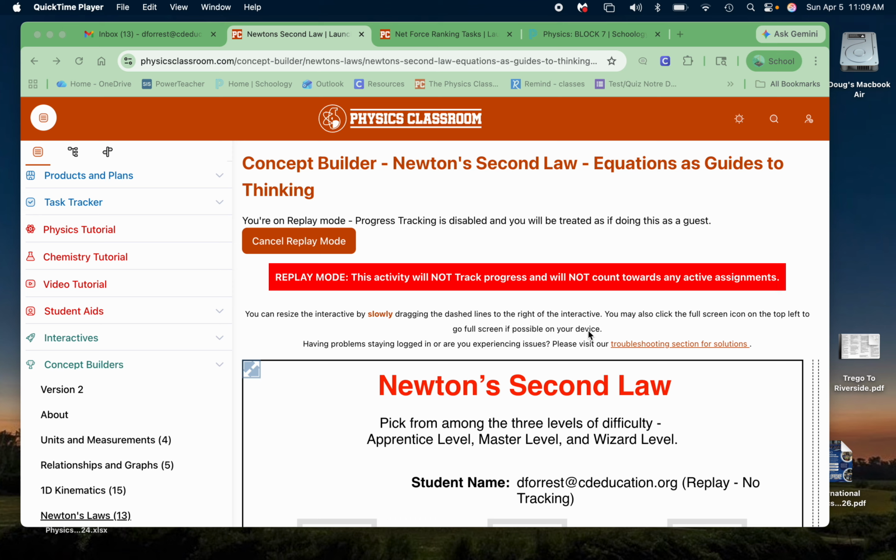Tutorial for the Newton's second law concept builders. I'm asking you to work on these in class when I am out with Team Physics at All Saints Academy on April 10th, and they are due by the evening of April 12th. So this should help you.